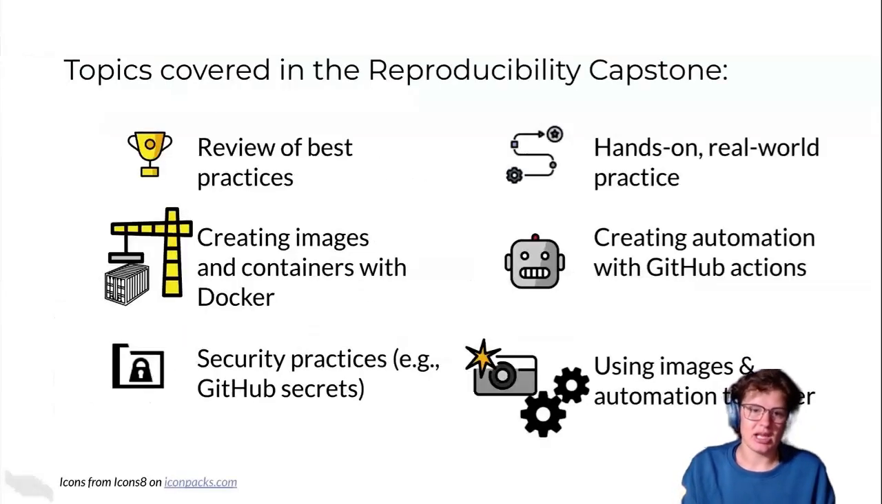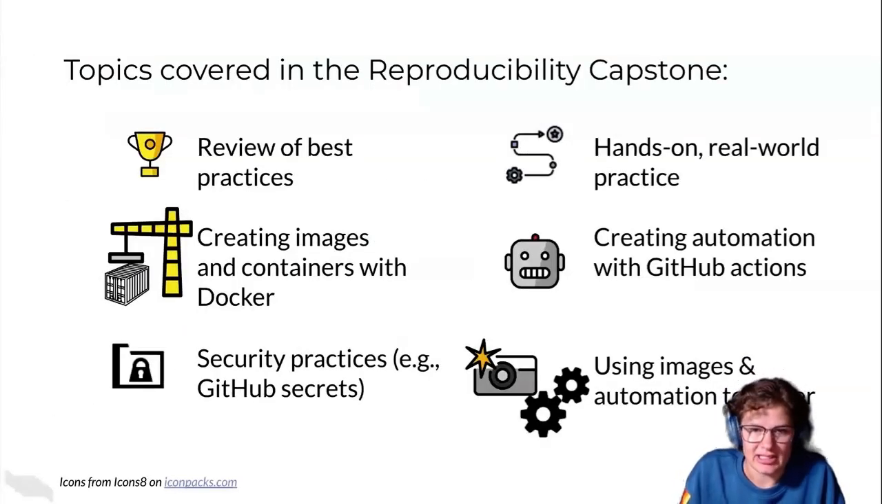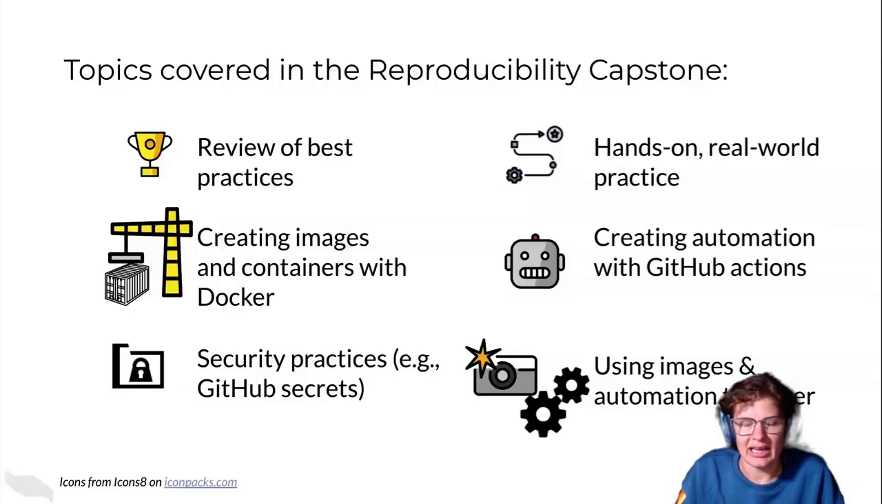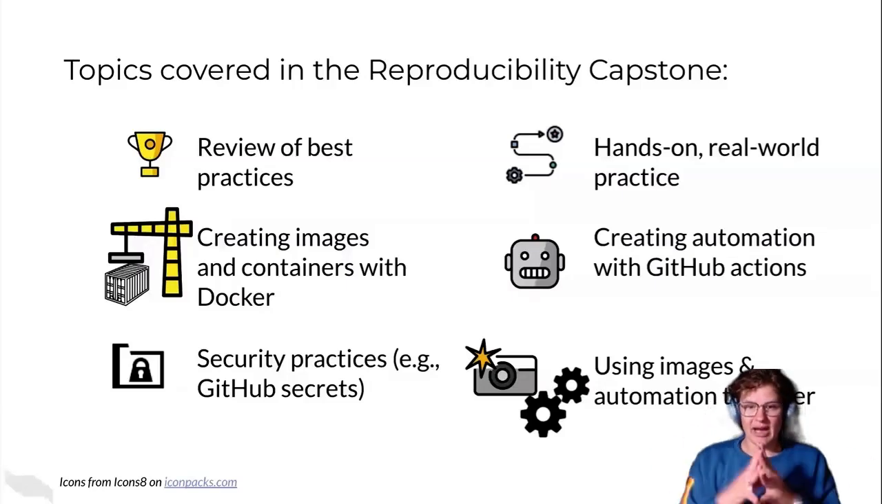But we will also do some recapping of those things in this capstone course. The topics we're going to cover in general: we're going to review some of the best practices, and then we're going to give you some opportunities to have hands-on, real-world practice, but in a way that's hopefully a bit guided so you feel comfortable. We're going to create images with Docker again. We are going to create automation with GitHub Actions. We're going to talk a little bit again about security practices like GitHub secrets, because those are always important. And then we're going to try to combine using images and automation together.